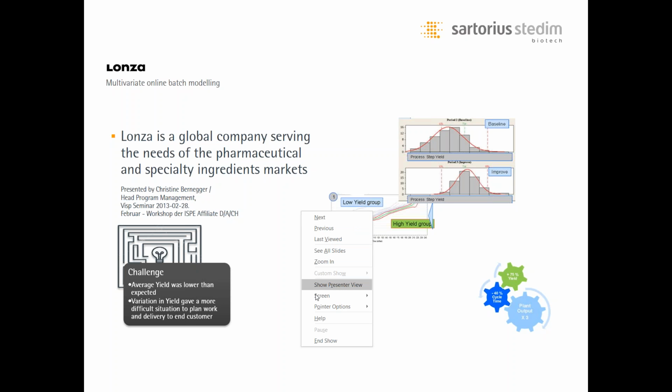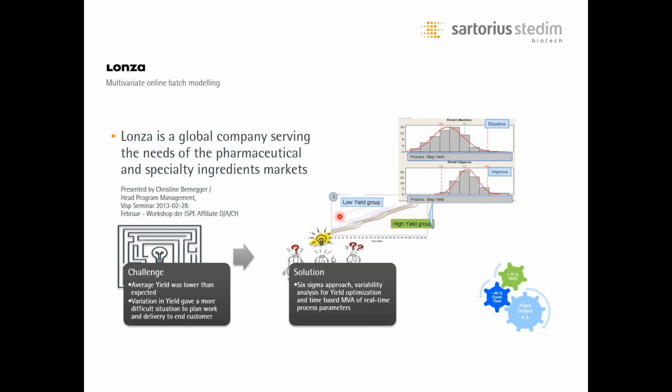And you can see that. I'm going to take my pointer out again here. You can see here in Simca, you can see batches, and some of them are sort of above the process window, and that would be the low yield group. So they had a high variation in yield here, and it became a difficult situation for them to plan work and to deliver to the end customer.